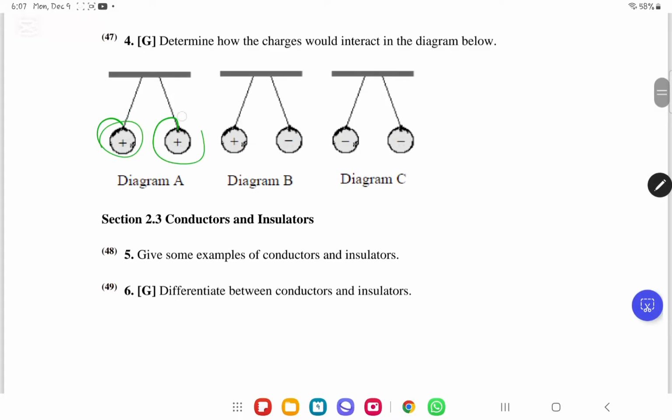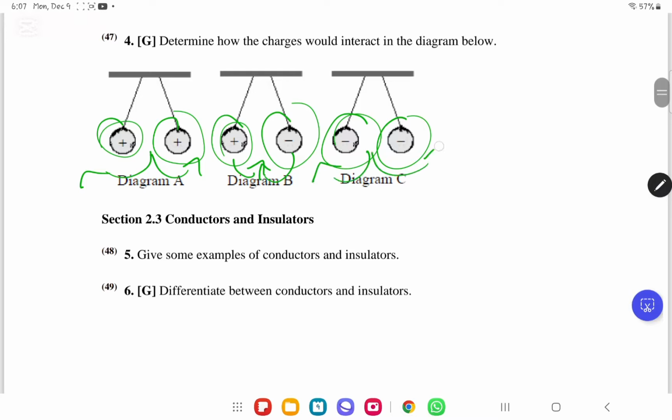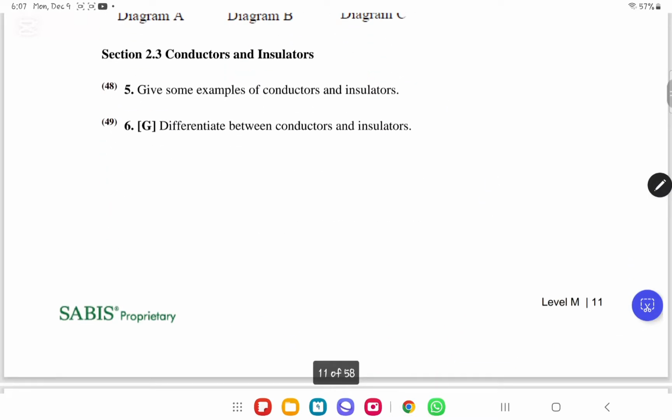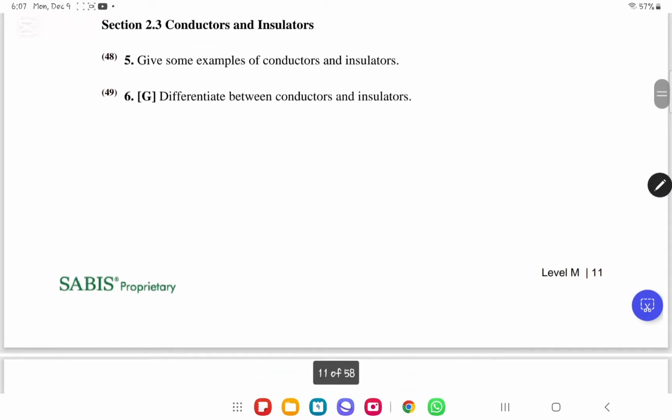Since these two have the same charge, they are going to repel. Since these two have opposite charges, they are going to attract. So repulsion is like this, attraction is like this. And since these two have the same charge, they are also going to repel. Now we move on to section 2.3, question number 5.